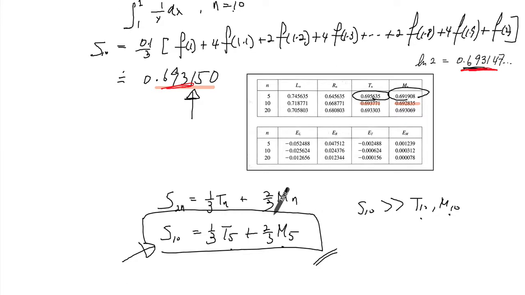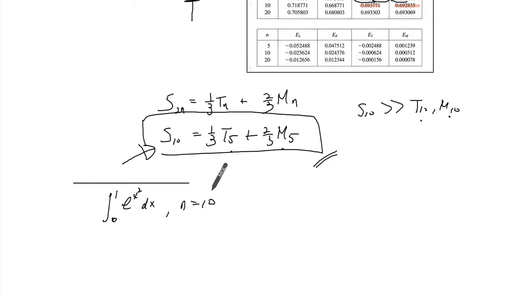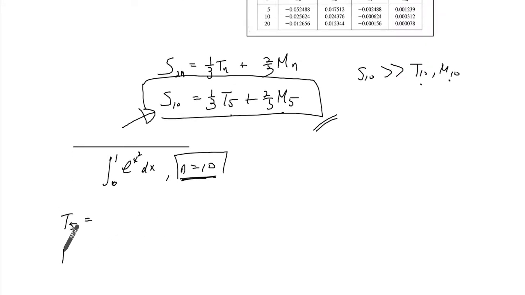Okay, so let's do an example like that as well. This is an example of an integral that has no algebraic method. There's no antiderivative of this. In such cases, we have to use these kinds of numerical methods. So let's get a sum that's accurate to 10, cutting up into 10 pieces. But let's use this, which means we can actually get T5, and we can get M5.